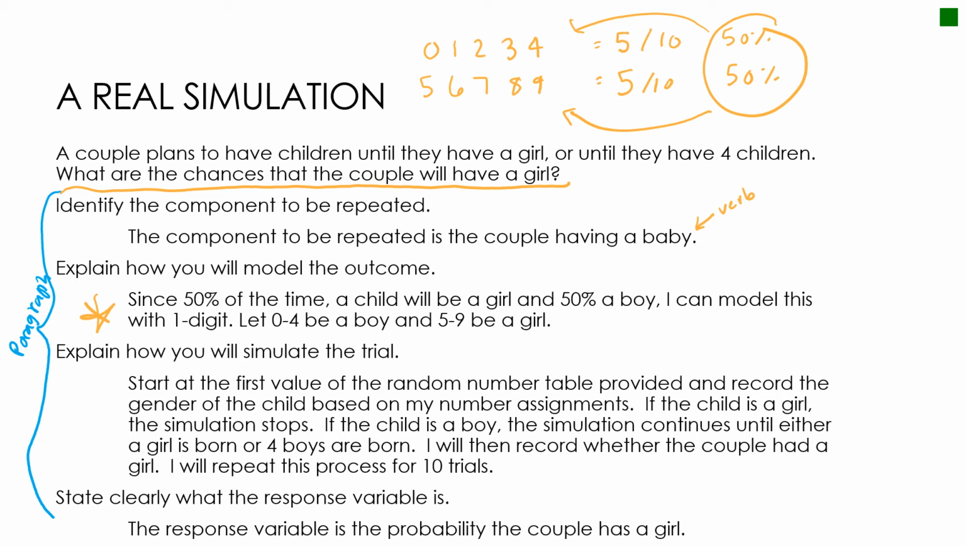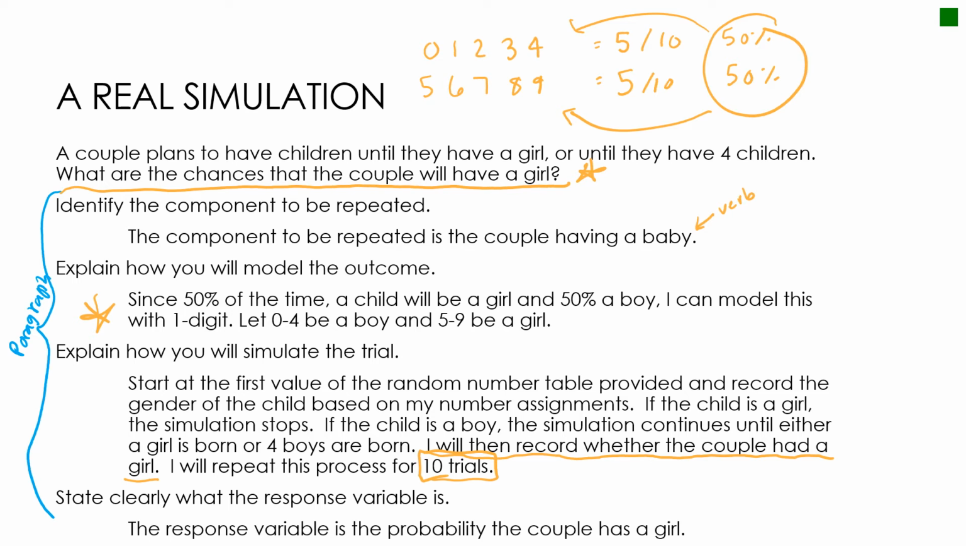I will repeat this process for 10 trials. This sentence right here throws a lot of people because they're saying, well, why are you doing that? Well, what am I trying to answer? I'm trying to answer, is the couple going to have a girl? So after I record all of the genders of their children, I'm then going to record whether or not they had a girl. And I will repeat this process for 10 trials. Now, how did I know 10? Because I know how many rows I've given you. When you do this in your own practice, you will know how many trials.